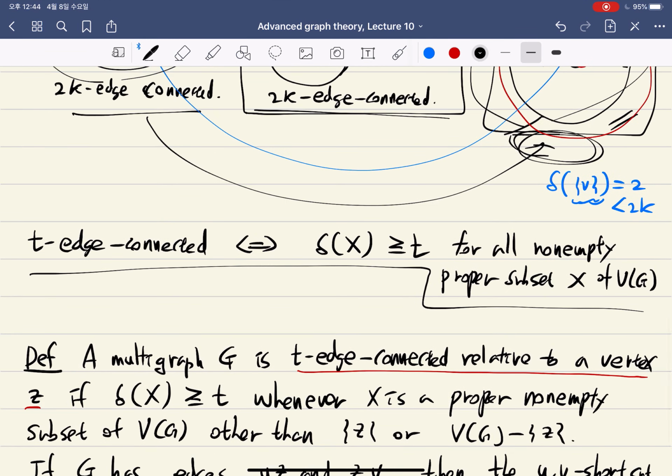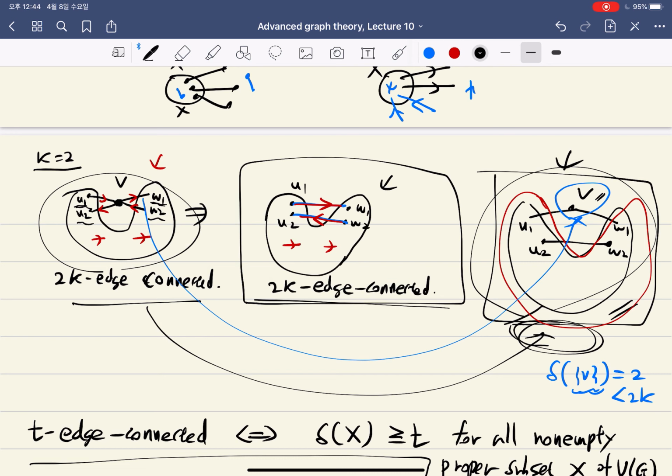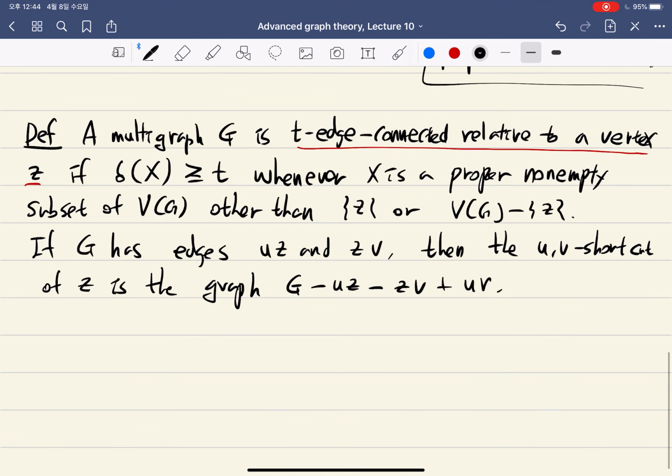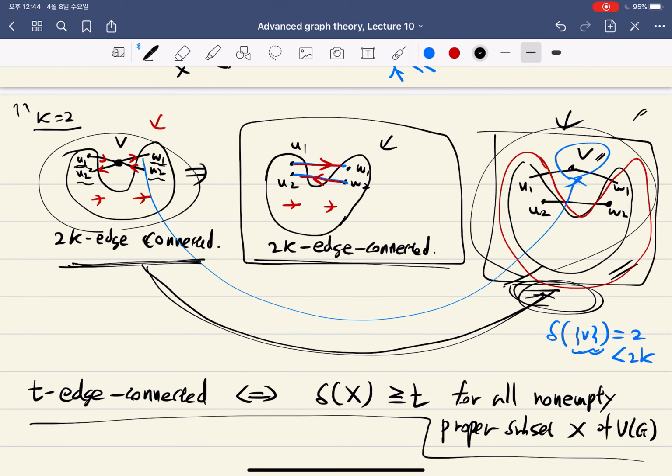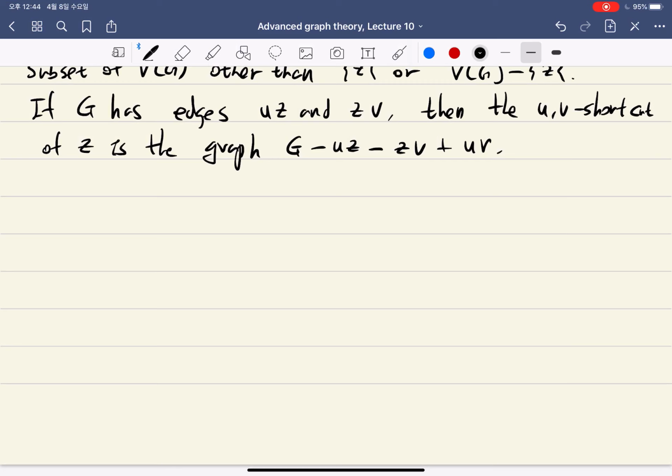So now what do we have to prove? In this plan, we have to now prove that once you have this 2K-edge connected graph, and then you apply this shortcut operation for some good U and V, the resulting graph is again 2K-edge connected. So this is something called the shortcut lemma.